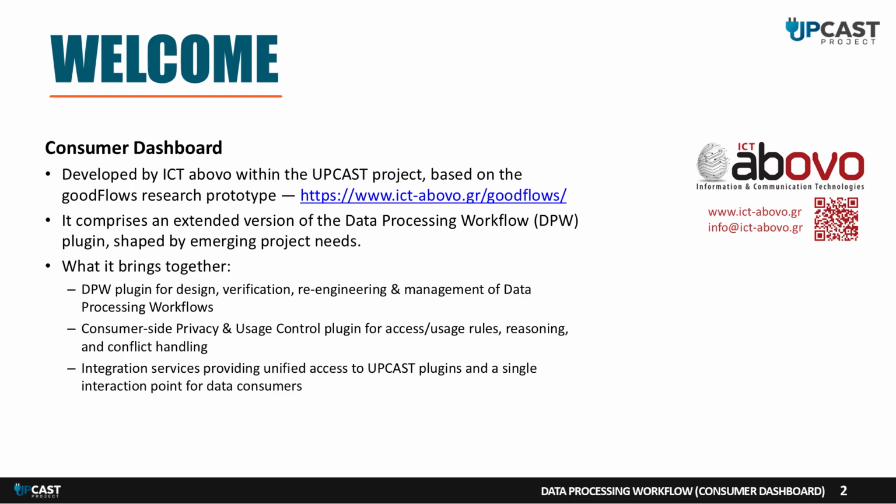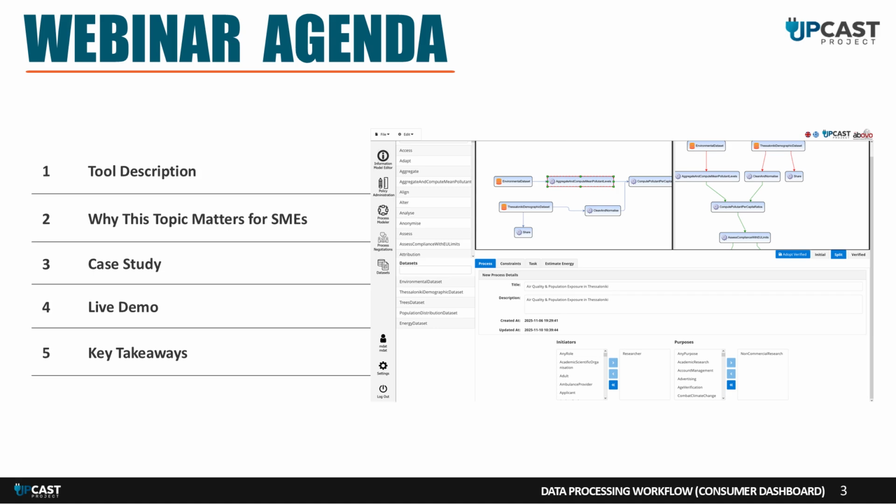The Consumer Dashboard groups together three essential UPCAST components. First, the data processing workflow plugin, devised for the design, verification, re-engineering, and management of data processing workflows. Second, the consumer-side privacy and usage control plugin, allowing for the specification of comprehensive access and usage rules and reasoning thereof, as well as conflict identification and resolution. And third, services for unified access to several UPCAST plugins, thereby offering data consumers a unique point of interaction with UPCAST functionality.